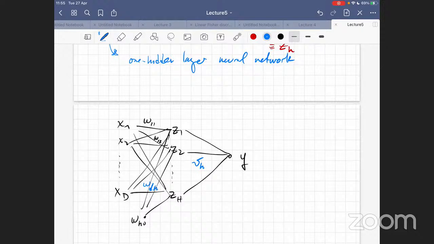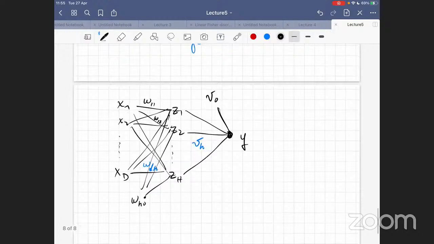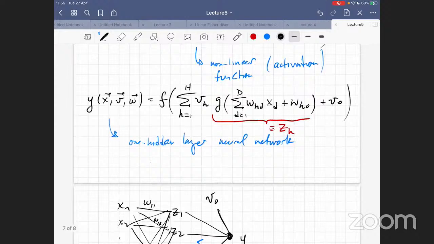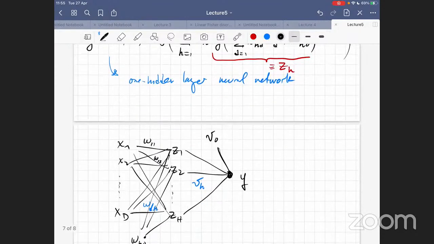Then I have an intercept down here, or I can put it here if you want, v0, that is also affecting the output. So this is a graphical representation of this equation here. And this is also called feed forward.